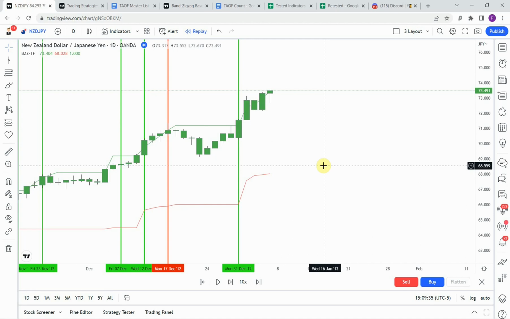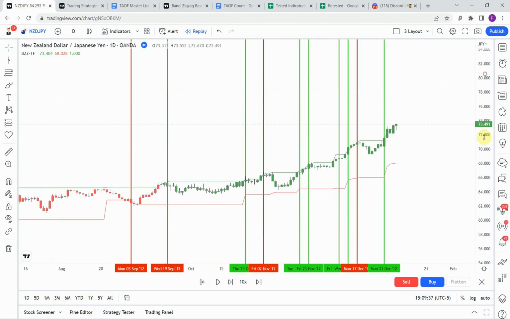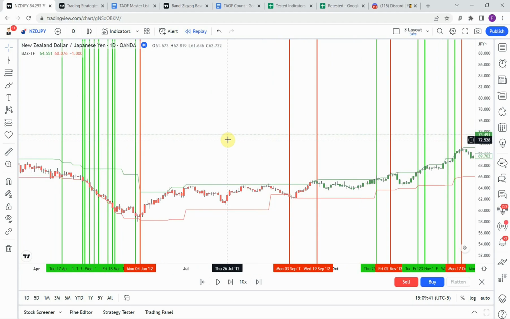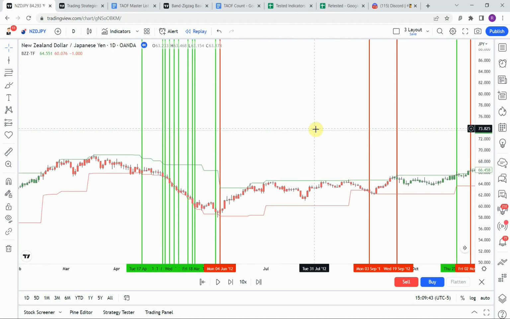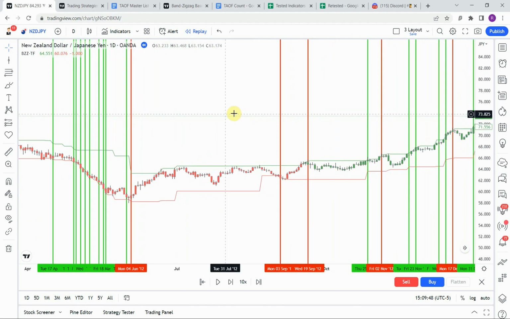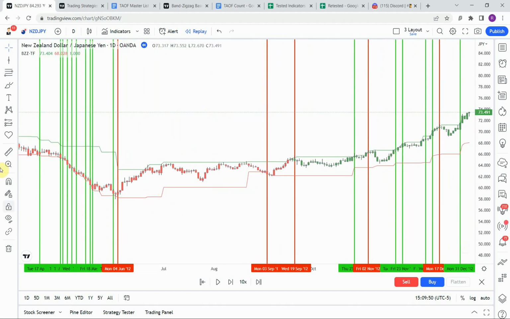All right, back to our indicator here. Let's go ahead and squeeze this back here. Right there, I think, yeah, all right, there should be good.